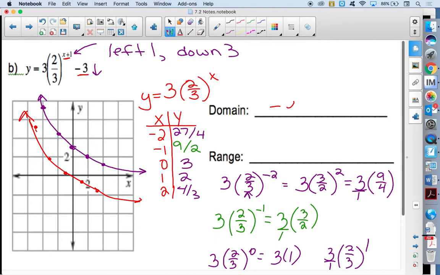The domain's going to be negative infinity to infinity. What part of the equation helps us determine the range? Yeah, that k part. So the k helps us determine the range. So k is negative 3. So the range will be from negative 3 to infinity. So k is what determines your range value. Question.